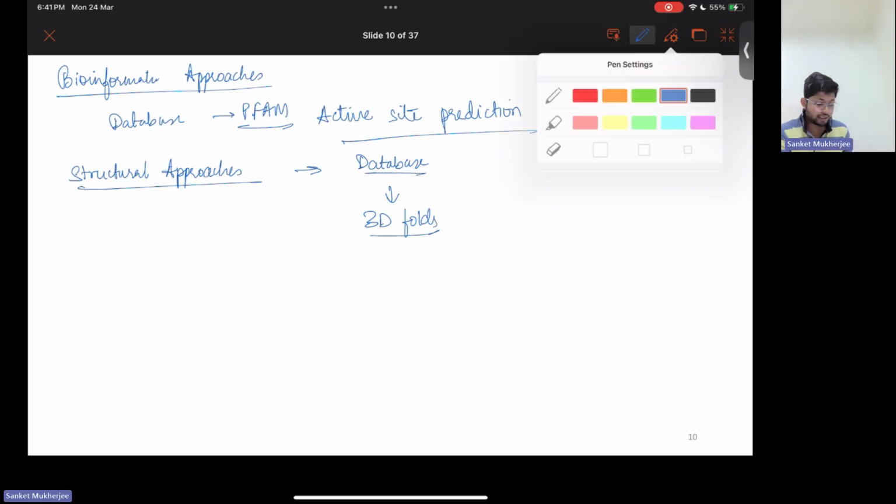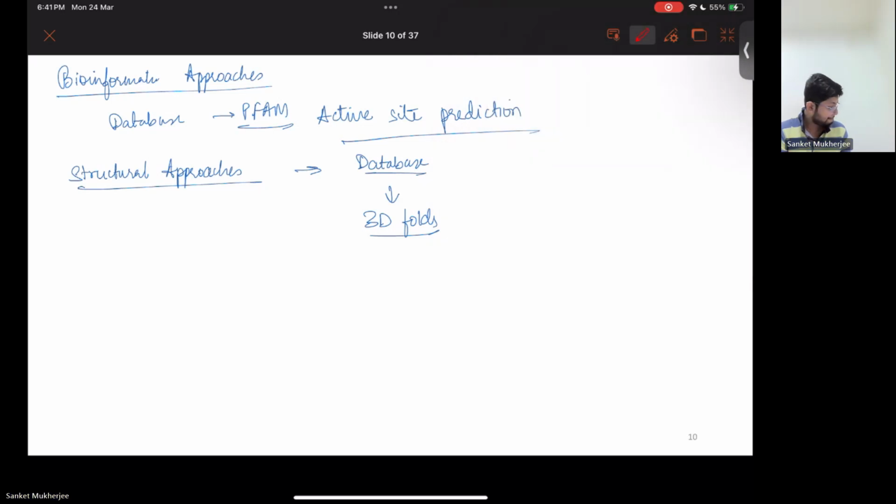Now, talking about the inhibitor design, there could be the conventional or traditional approach.